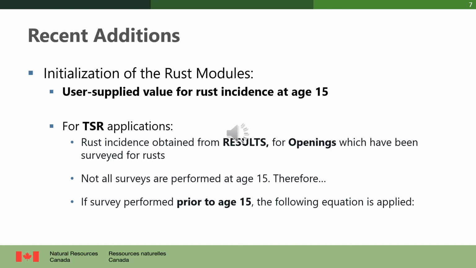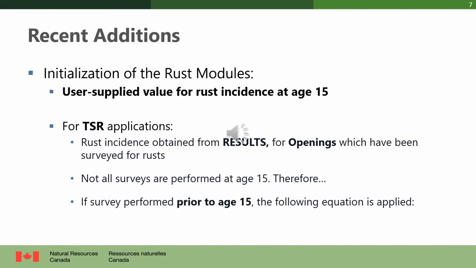So moving on to some of the more recent additions to the rust modules. To initialize the rust modules in tasks, one must provide an expected value for rust incidence at age 15. The initialization of the modules at this age was selected for 2 reasons. First, we saw in an earlier figure that the number of new infections generally plateaus around age 15. And secondly, most free-growing surveys are conducted around this time, with surveyors also recording the percent incidence of various pathogens and diseases, including rusts. This was convenient for application of the modules in TSR.